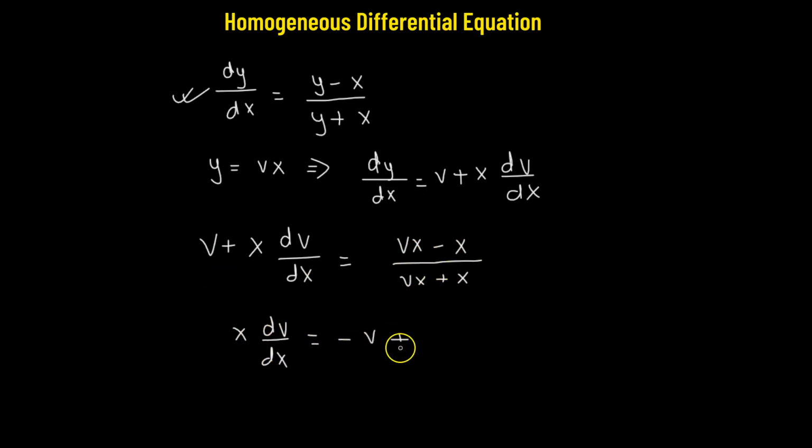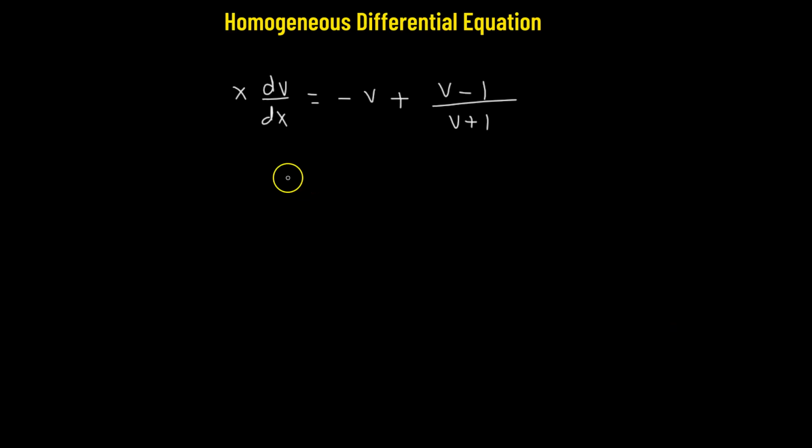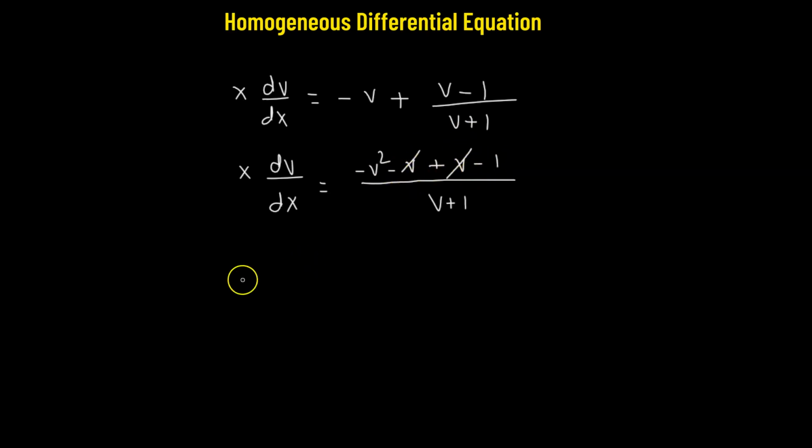So that's negative v plus, so here we can take x as the common factor in both the numerator and the denominator, and reduce it to v minus 1 divided by v plus 1. Let's combine these two terms on the right hand side. We have x dv over dx, that's divided by v plus 1. So we have negative v times v plus 1, so that's negative v squared, negative v plus positive v minus 1. Negative v, positive v cancels out. x dv over dx equals negative v squared minus 1 divided by v plus 1.